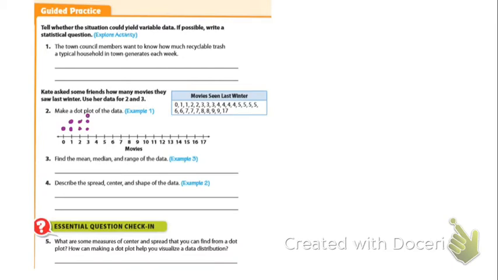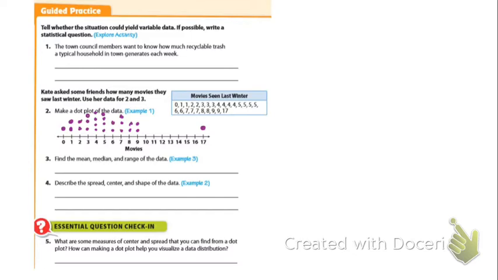And 4 friends that saw 4 movies. 5 movies was 4 friends as well. 6 movies was 2 friends. 7 was 3 friends. 8 was 2 friends. 9 was 2 friends. 17, wow. That person had, yeah. All right, so that's how y'all would create a dot plot from the data.